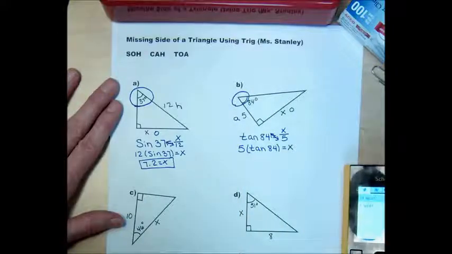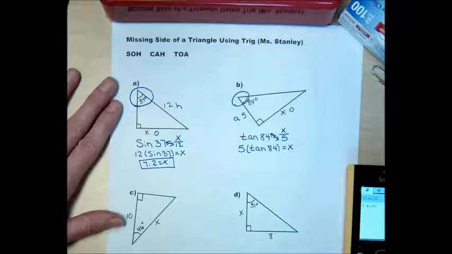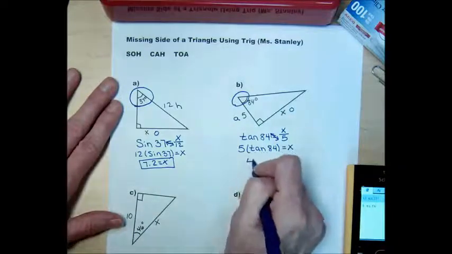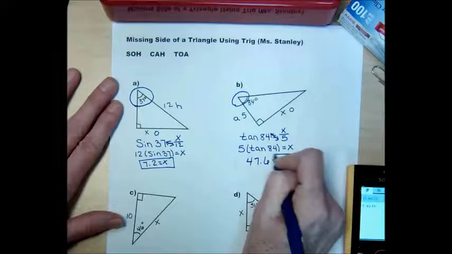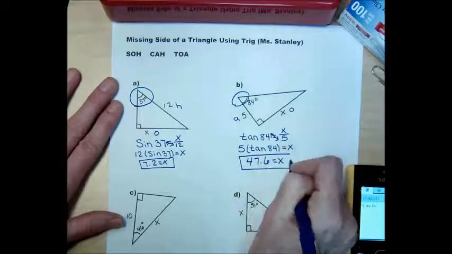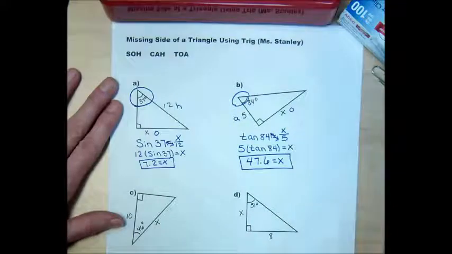And it's a large number, so I'm going to think about it for a second. I'm going to make sure that it could be reasonable. And I think that 47 6/10, 47.6 is reasonable because it's an 84-degree angle, which is large. It's almost as big as the 90-degree angle. So 47.6 is reasonable. All right, let's look at the next one.